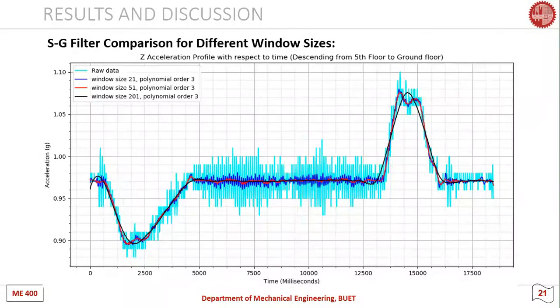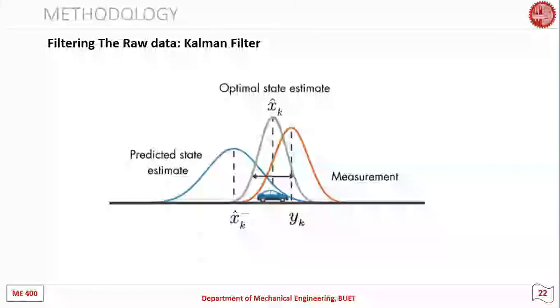Now for the z direction, the window size of 21 and 201 are not acceptable. The window size of 201 ignores the small peaks during the acceleration and retardation. Therefore, it is discarded, and window size of 21 is noisy as usual. Therefore, we'll be taking window size of 51 as our filter profile.